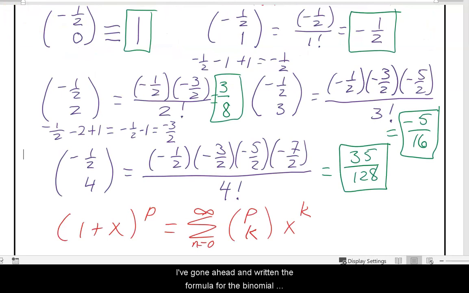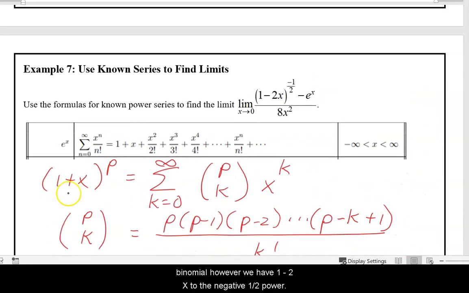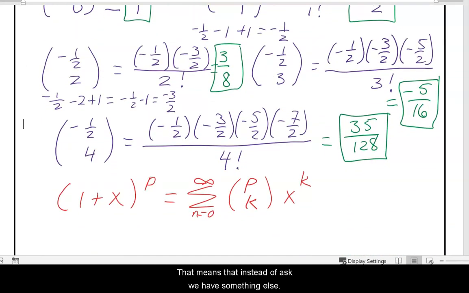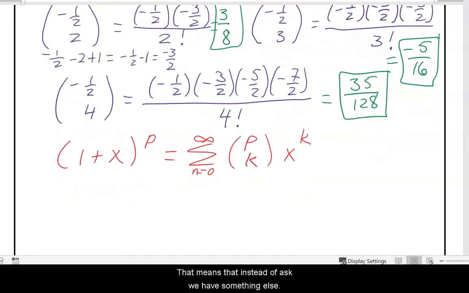I've gone ahead and written the formula for the binomial series here so that we can refer to it as we write it out. Notice that we've already computed the coefficients, the p choose k. What we have not done, however, is replace the variable x with what we have in our particular binomial. This value will only be x if that's what's in the binomial. However, we have 1 minus 2x to the negative 1/2 power. That means that instead of x, we have something else.